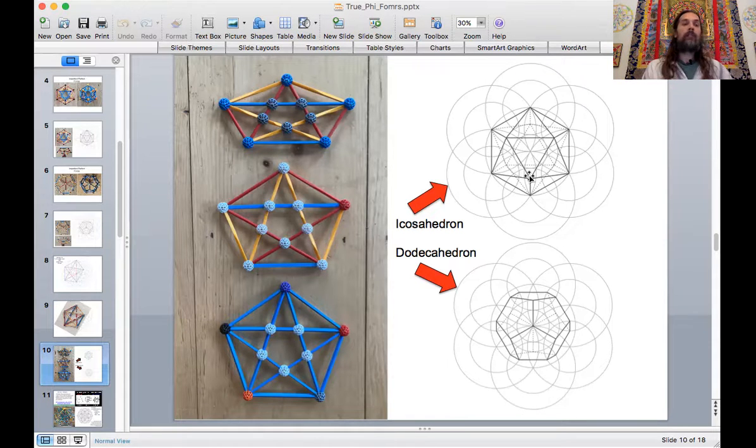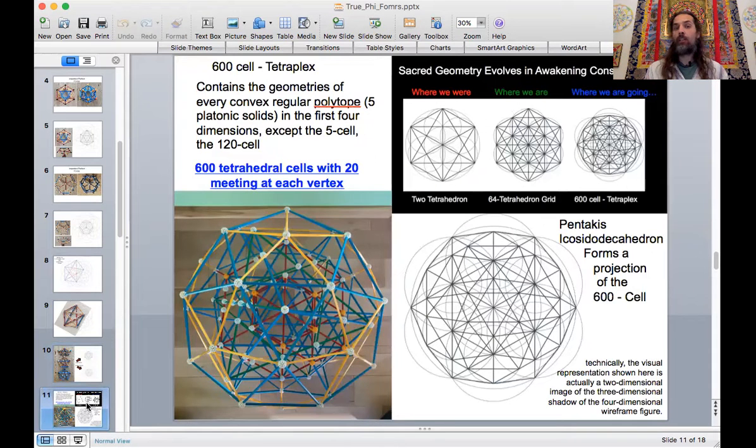pentagons, and I believe these are connected to 4D representations of the forms. Now, a while ago, I did a video where this was just starting to awaken for me, at least in my evolving consciousness.